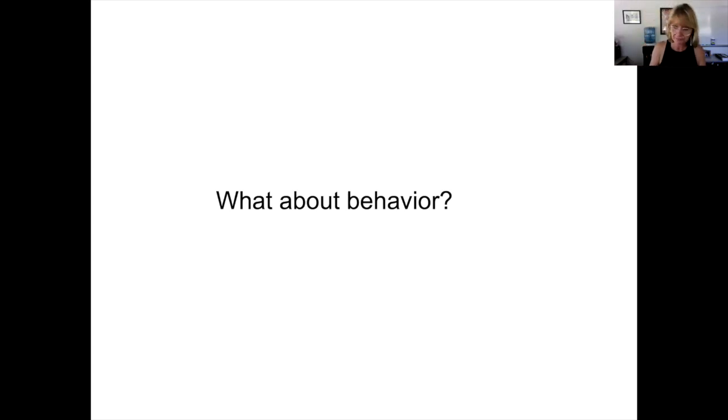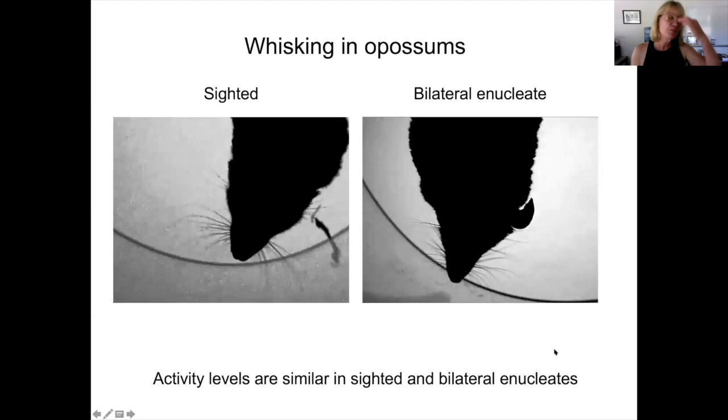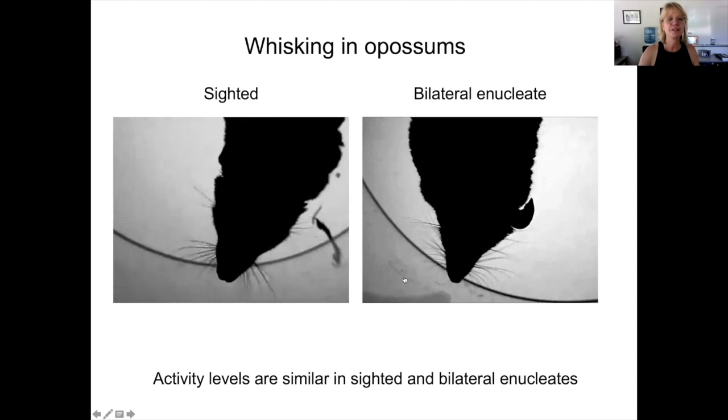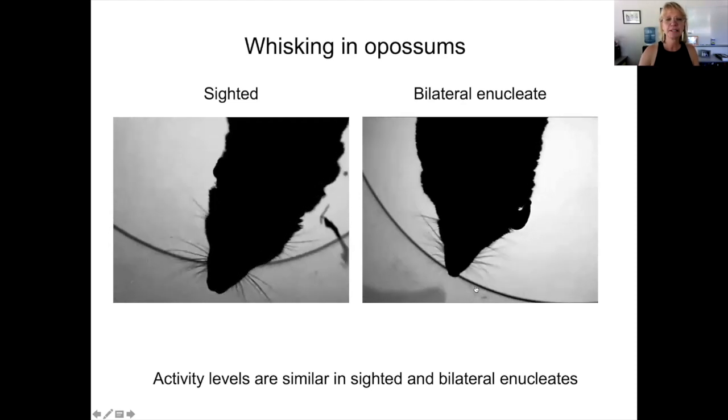Okay, so before I go to the behavior part, I want to say something important, and that is that I'm sure the whole world knows this. All these human researchers know that short-tailed opossums, they whisk, like commonly used murine rodents, which means they use their whiskers in important ways to explore their environment, palpate objects, to determine the size and the texture of objects, much similar in some ways to the way we use our hands. And so I just want to show you, because it's fun to show movies. There's a sighted animal, there's a bilateral enucleate animal, they're both whisking.